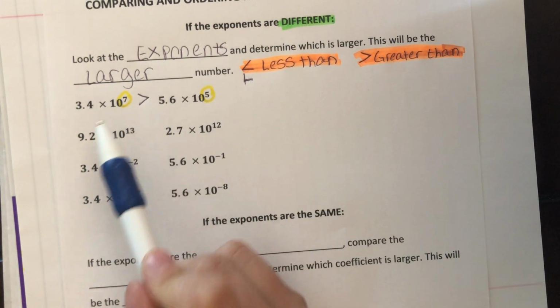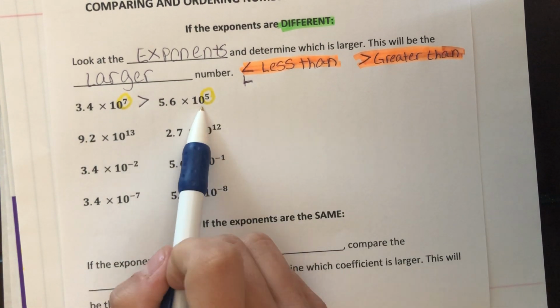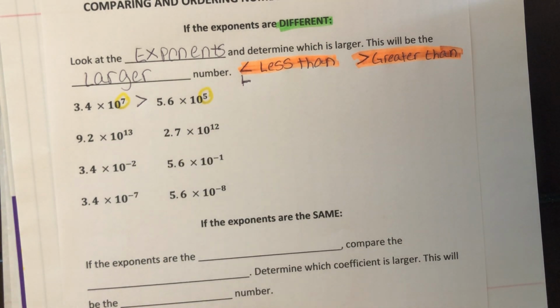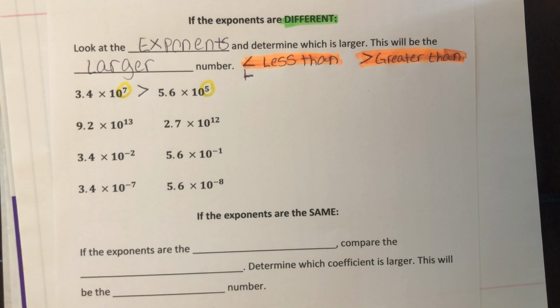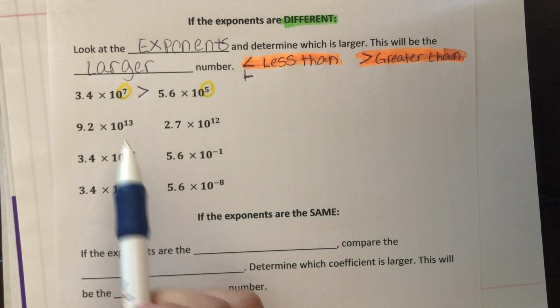Now, if we wanted to, we could take both of these numbers that are written in scientific notation and we can convert them to standard form. Remember, standard form is just a number. And then we could compare them that way. Now, that's a little bit more work for us, but we still could do it like that. So I'm going to show you an example doing it that way too.